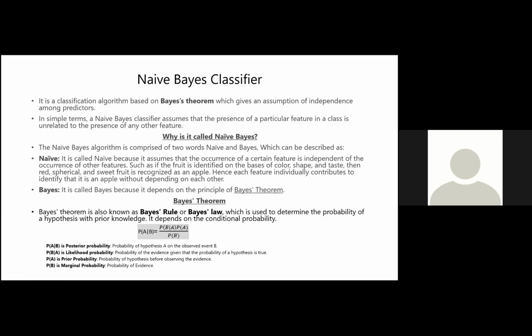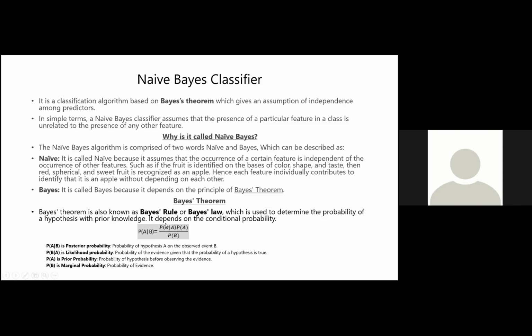This is the Bayes theorem which I am showing you, also called the Bayes rule or the Bayes law. Here on the left hand side is the posterior probability, which is the probability of hypothesis A given event B. This part is called the likelihood probability, which is the probability of the evidence given that the hypothesis is true.